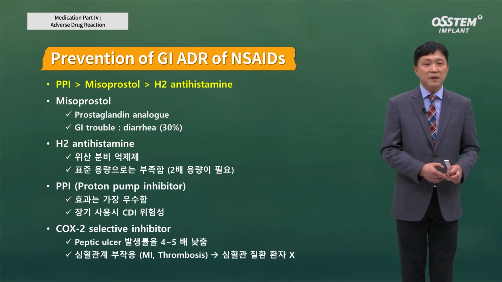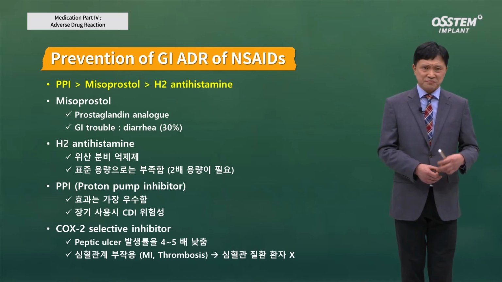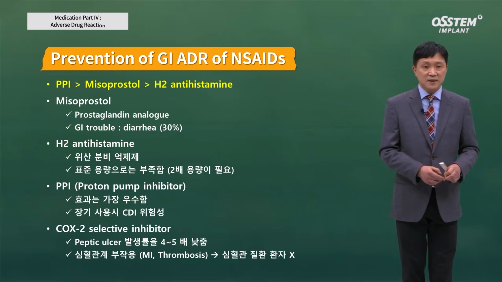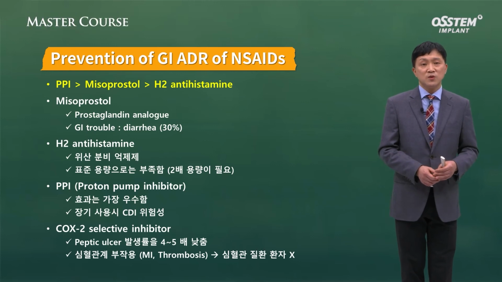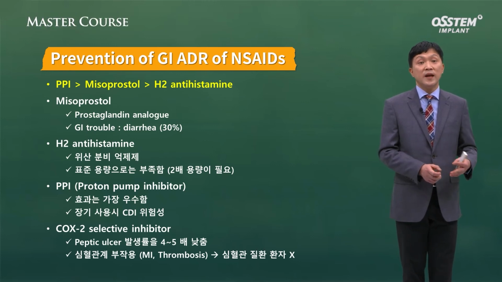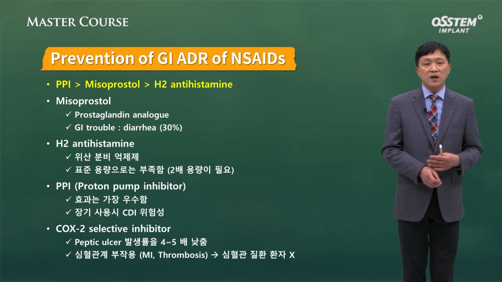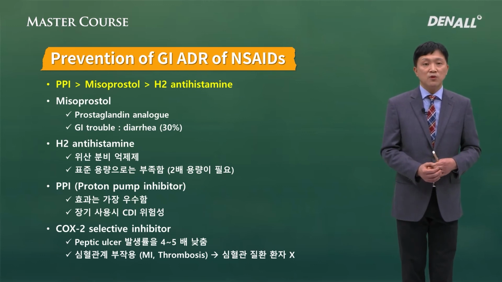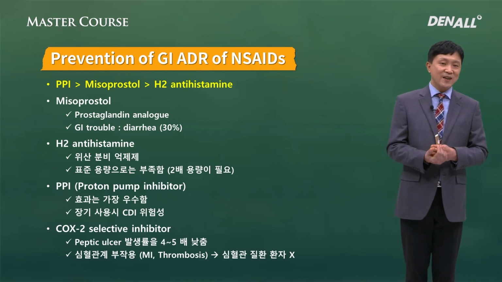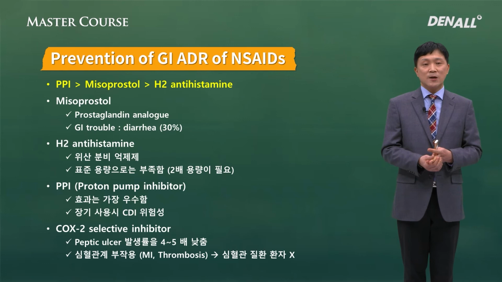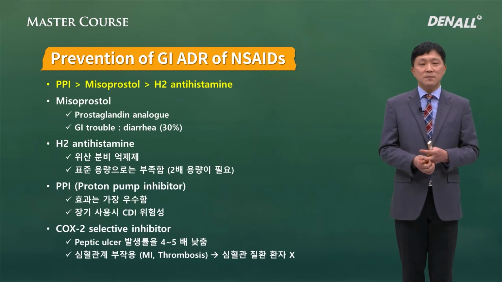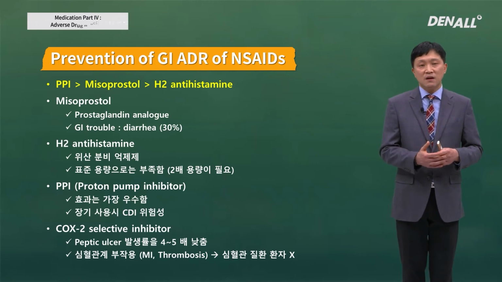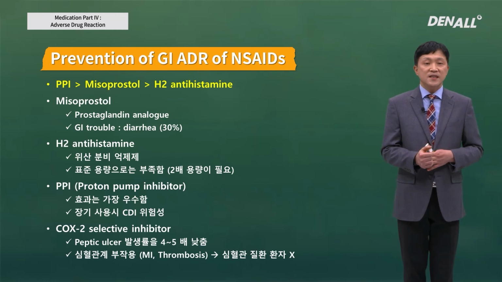H2 antihistamine is used quite a lot. It inhibits gastric acid secretion. The H2 receptor is blocked. The standard dose is not sufficient, so 2 times the dose needs to be used to resolve ADRs. PPI stands for proton pump inhibitor. It stops the secretion of gastric acid, not just inhibiting it. Its effect is very good.